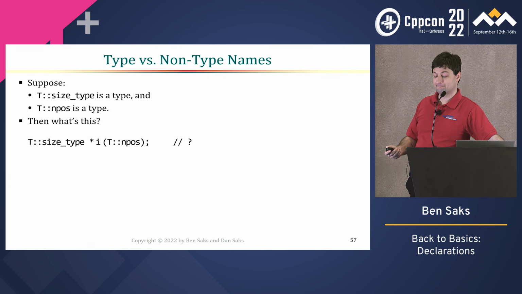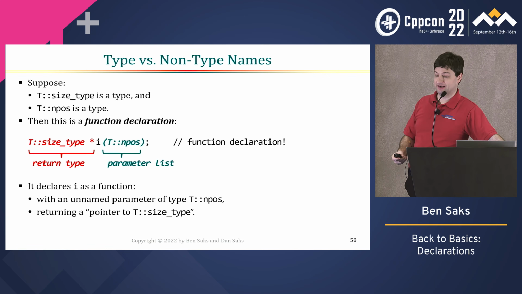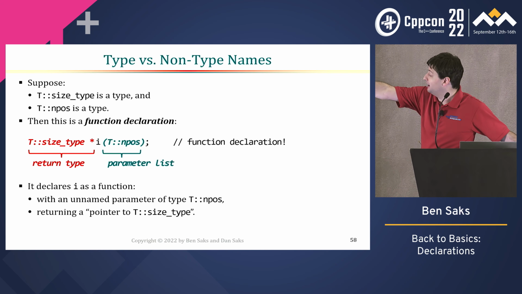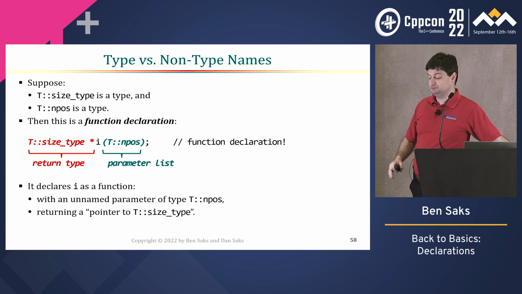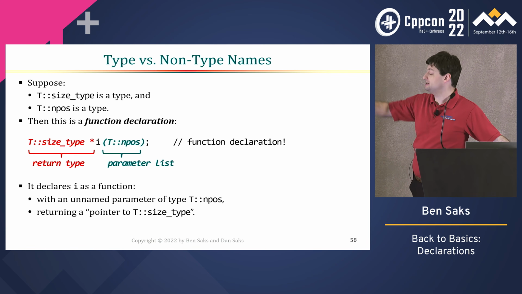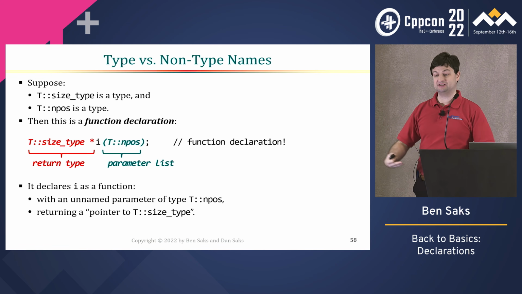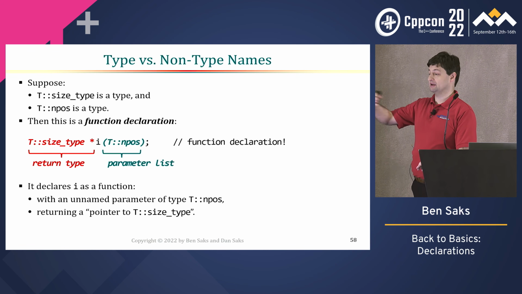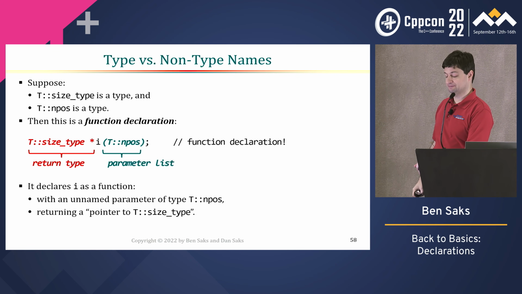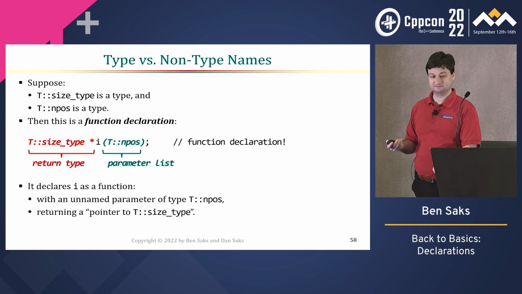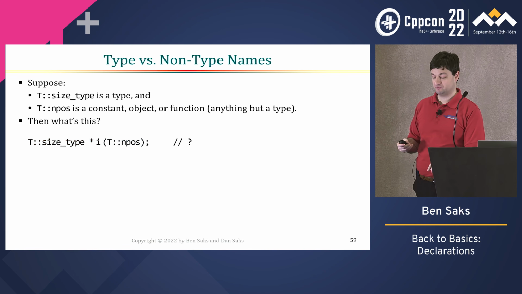It's a function declaration, because I is the name of the function. It's a function that takes a parameter of type npos, where npos is a member type of t, and returns back a pointer to a size type, the size type that belongs to t. That's if they're both types.